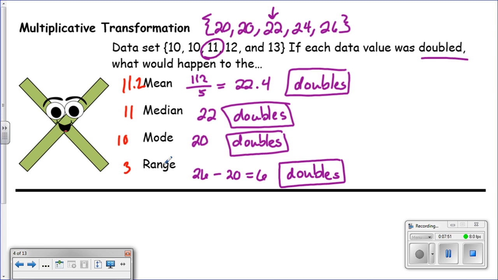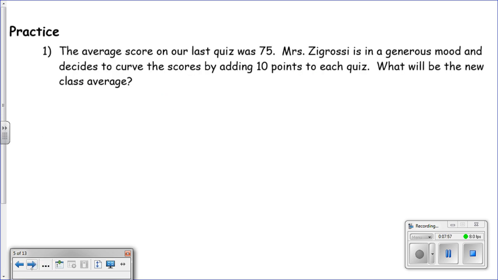Okay, so enough on transformations. That's all we need to know for that. Let's move on to skewing the data set. Oh, actually, let's do a practice question first.